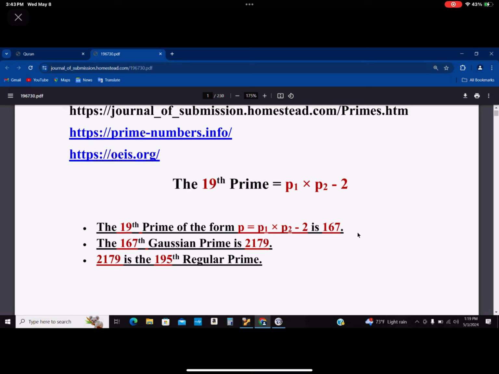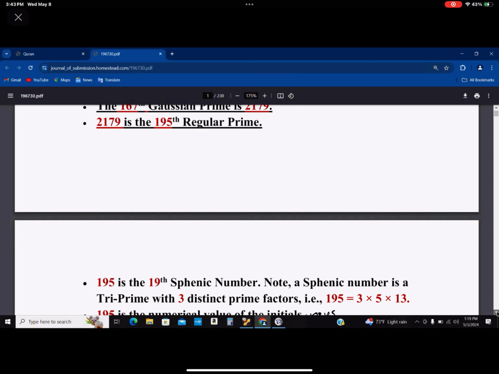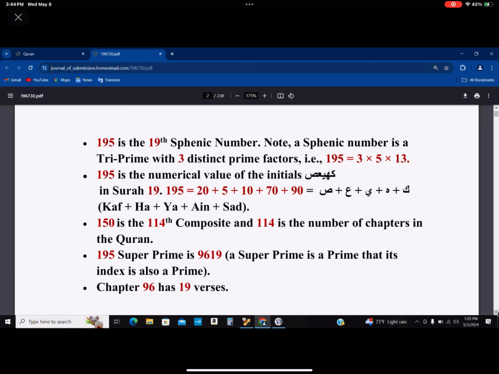195th regular prime. Okay. And so underline it, because this is new information that God has revealed to us. So we just go down and tell you about this. 195 is the 19th Sphenic number. Now, a Sphenic number is a triprime with 3 distinct prime factors, i.e., 195 is 3 times 5 times 13. You have triprimes whose factors are not distinct, like 8. 8 is 2 times 2 times 2, so 2 is repeated 3 times. But in this case, none of the factors are repeated. So these are called Sphenic numbers.